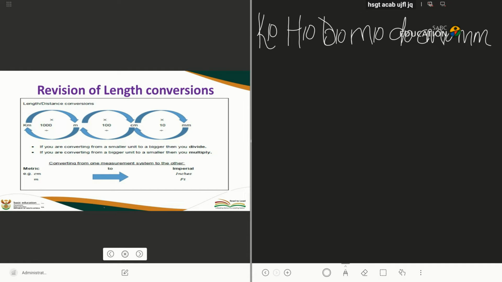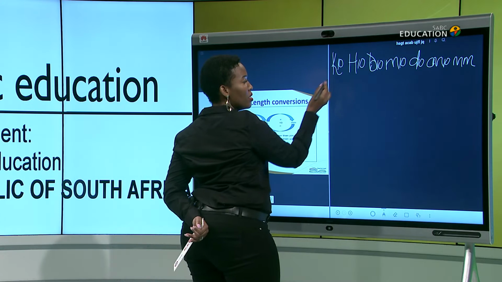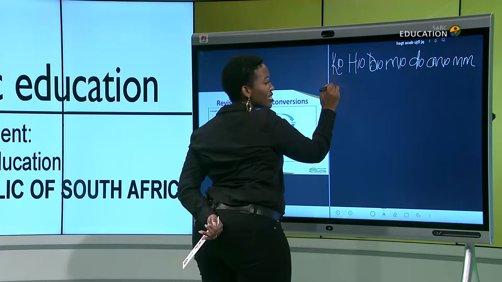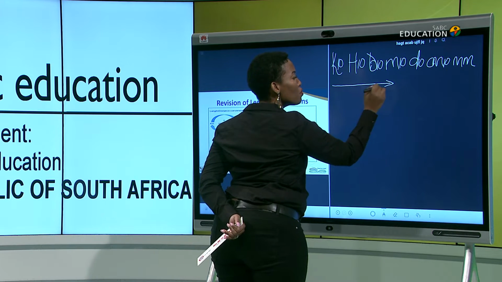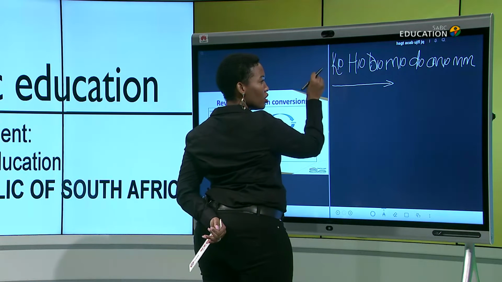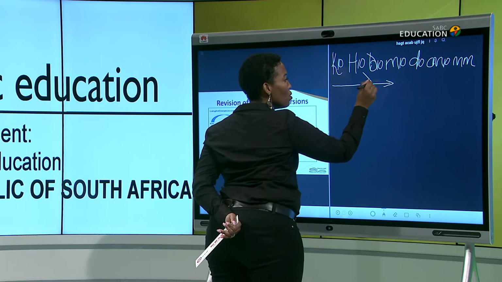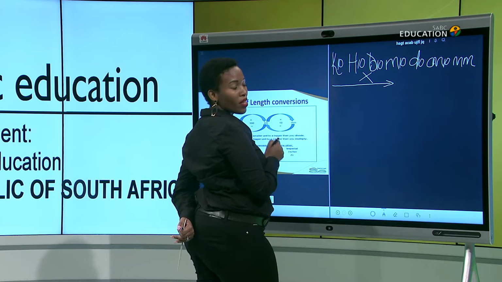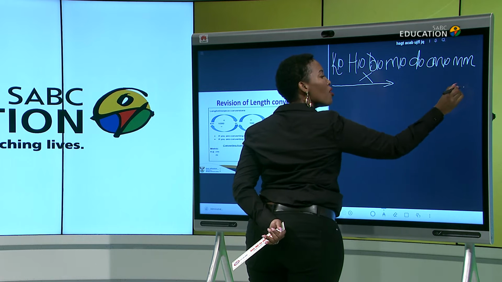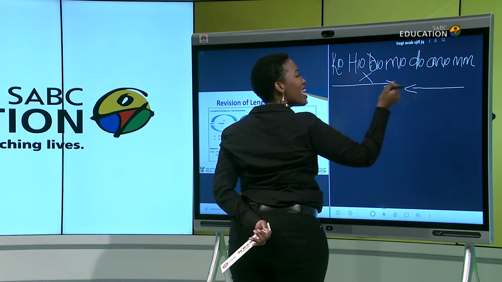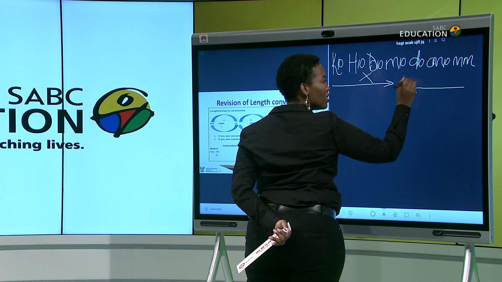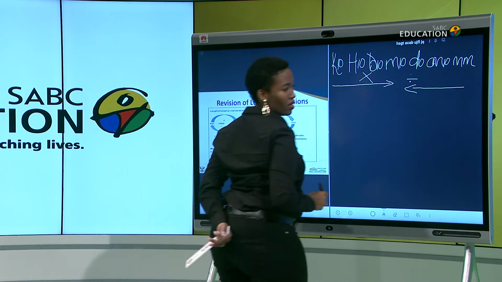Now, a kilometer is far bigger than a millimeter. So it means as you are going this side, the units are getting bigger. So if you are moving this side, the units are getting smaller. So what does that mean? It means now if you are moving from a larger unit to a smaller unit, we are going to multiply. But if you are converting from a smaller unit to a larger unit, then you are going to do what? You are going to divide.